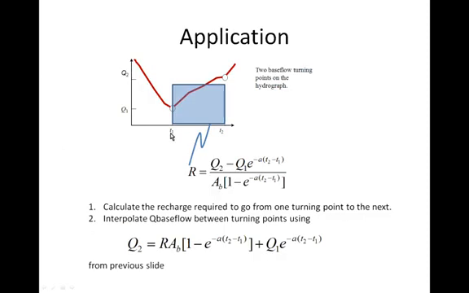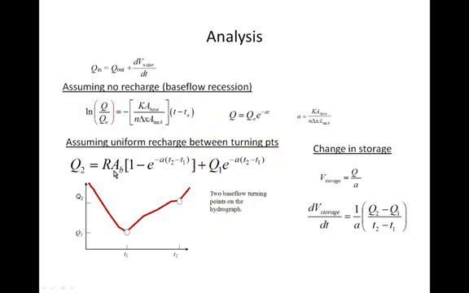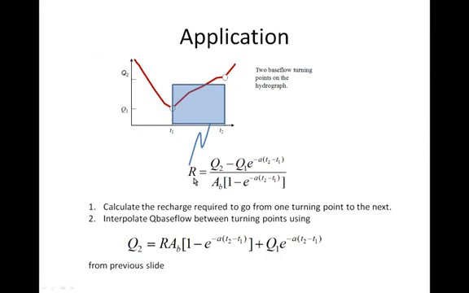But if we go back into our record, here's a turning point, here's a turning point. If we take this expression and simply solve for R, then we get this. The recharge between these points is equal to these two flows, the time, and the area of the watershed, and this recession constant. Okay? So what we can do after we've separated out these base flow turning points, we can simply go and apply this equation and get the average recharge between these points for the whole duration of the record. So that's pretty good. That gives us a transient estimate of the recharge.